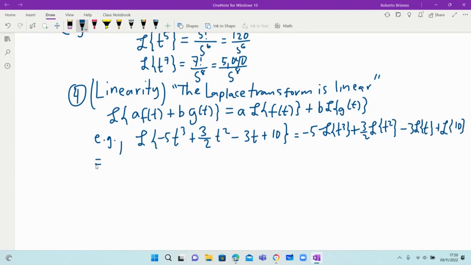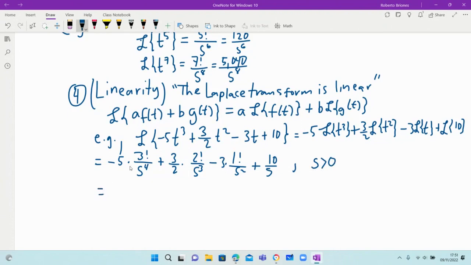which, by applying the general rule that we have stated in example number 3, will be equal to negative 5 times 3 factorial over s to the power 4, plus 3 over 2 times 2 factorial over s raised to the third power, minus 3 times 1 factorial all over s squared, plus 10 over s. And it is noteworthy to indicate that this will actually be true as long as s is positive.